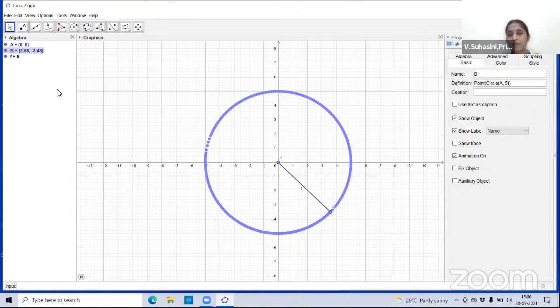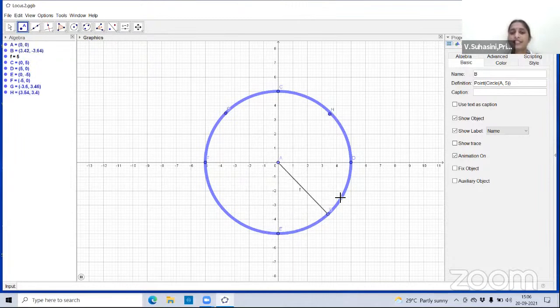Can you see the points? What are those points? Look on the x-axis, children. All the points are at a distance of 5 units. Look at the y-axis. Which points are we taking? Look at this point, point C. Look at the point D. Look at the point E. Look at the point F or any point on this circumference.